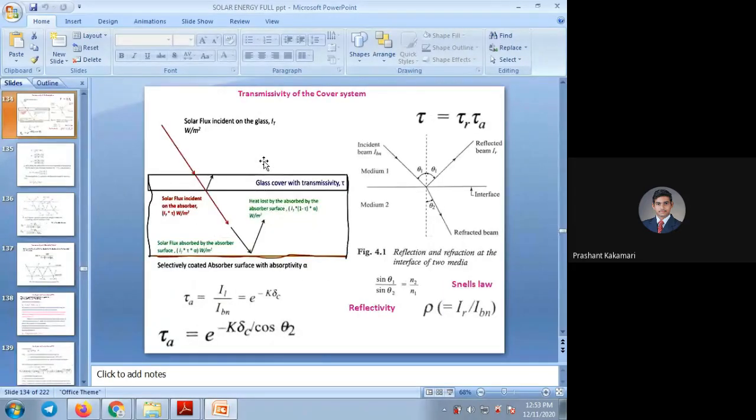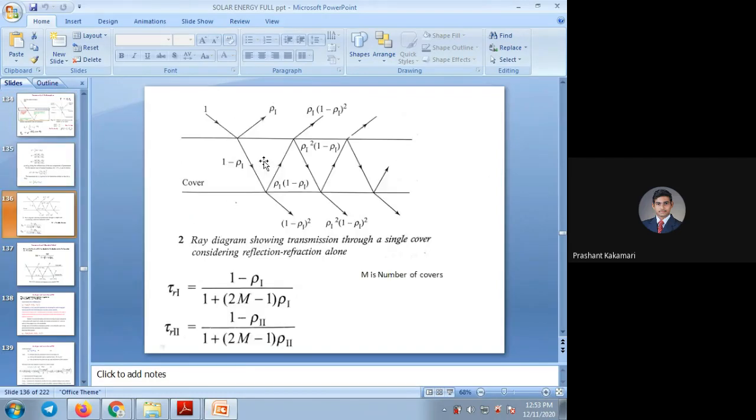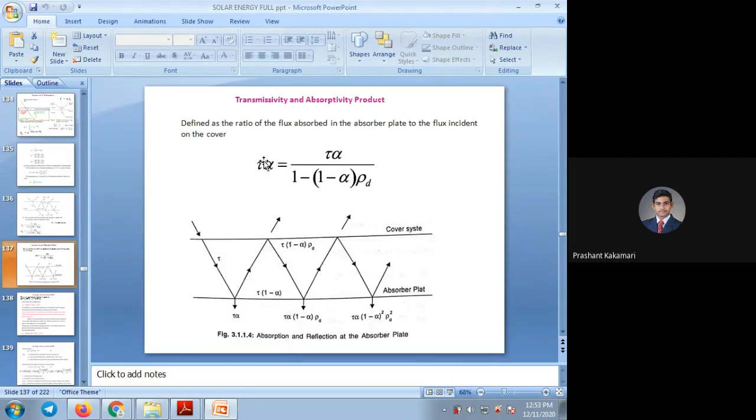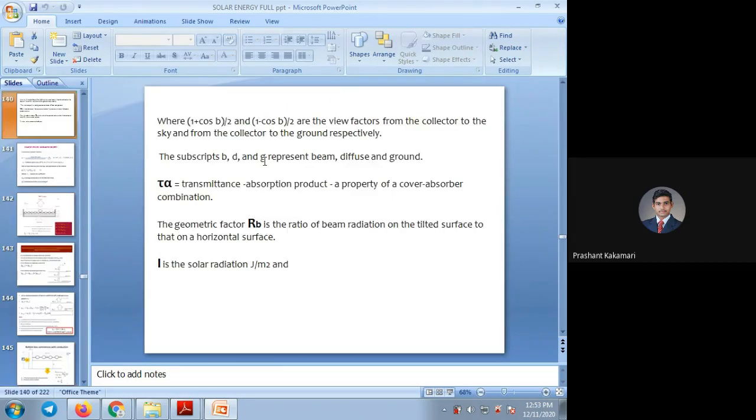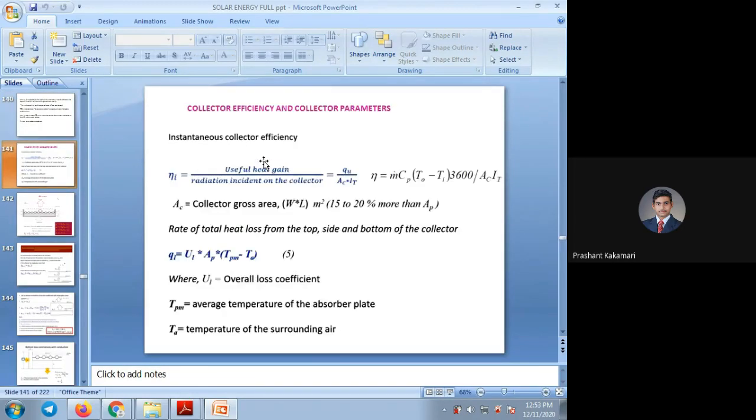Then we have transmissivity and the absorptivity of the cover system, the glass cover. On this also, theory is very less, but the numericals will be there on the transmissivity of the cover systems. So equations and problems we covered in the class. Then collector efficiency, collector parameters. This is only for flat plate collector.